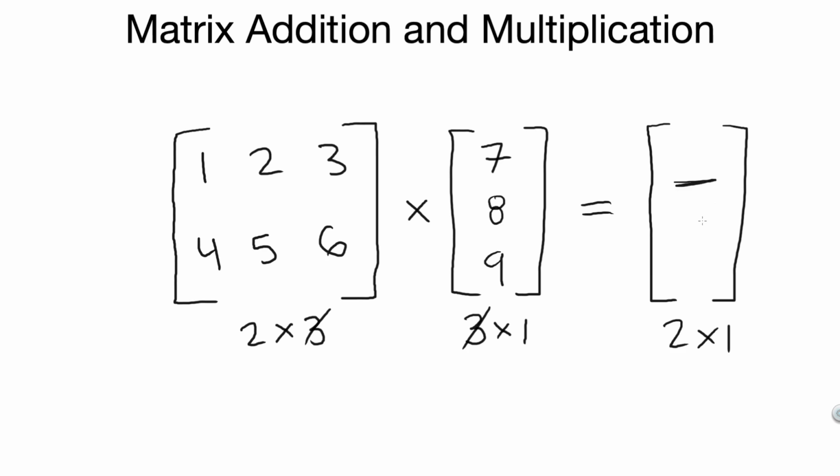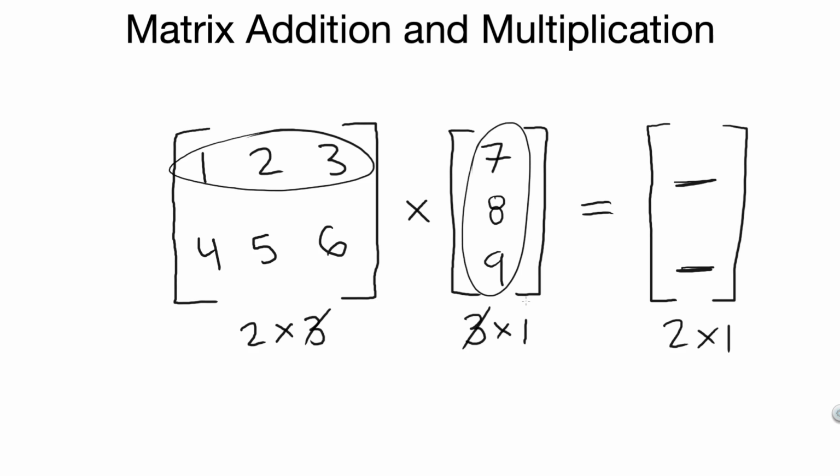Now, what are the numbers that should go here in our 2 by 1 matrix? Well, this is why matrix multiplication is tricky. We would have to take the row of the first matrix here and dot it with the column of the second matrix.